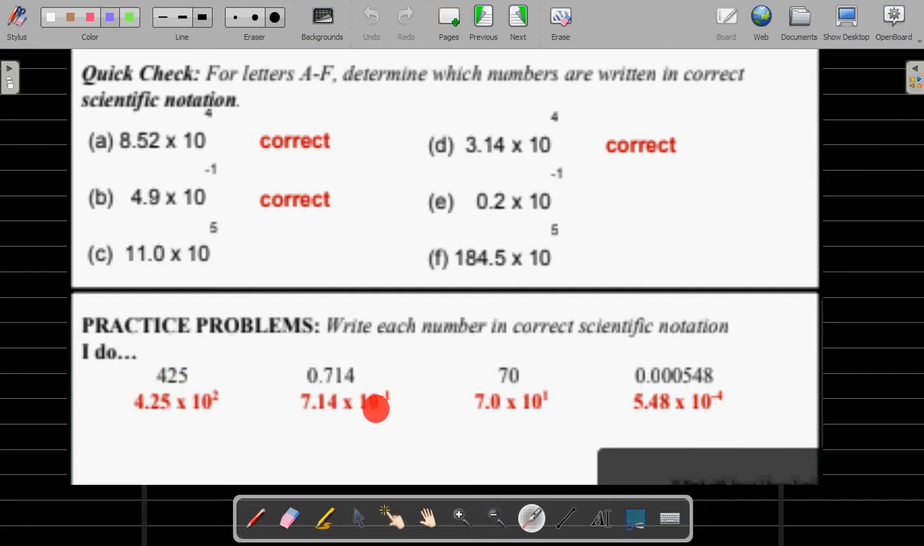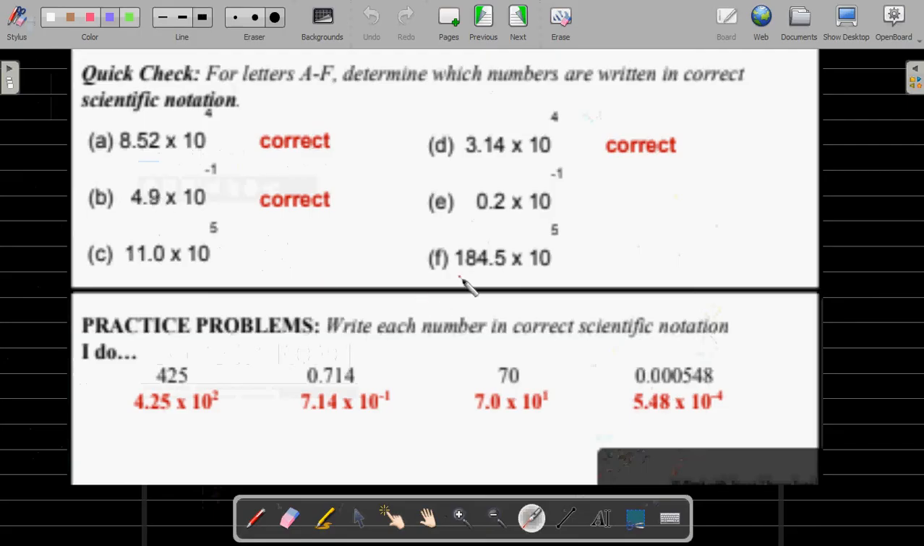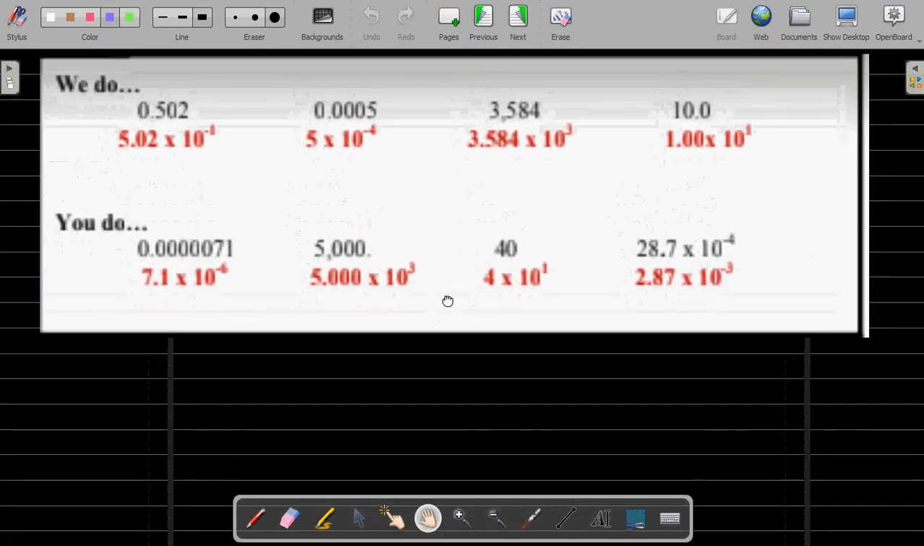So here you have the answers for this. So pause here and make sure you have all these answers in your notebook. All right, so moving on. So this is the next section. And again, here they give you standard notation, and you had to convert it into the scientific notation. All right, so pause the video here and make sure you have the correct answers.